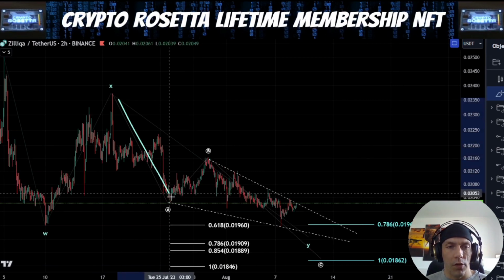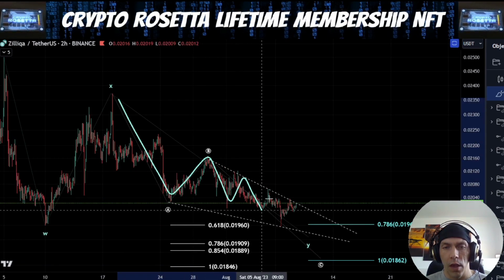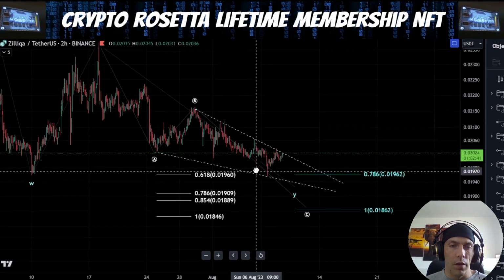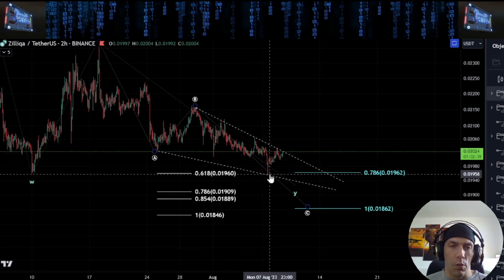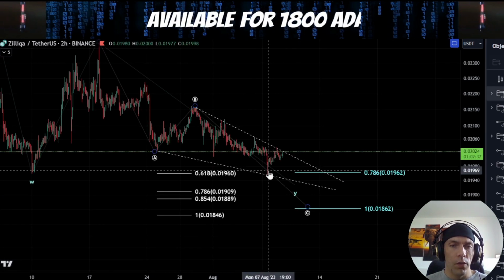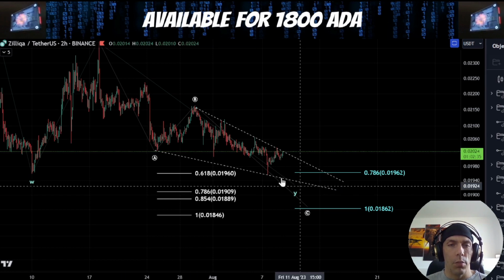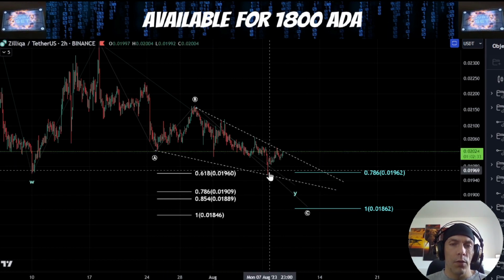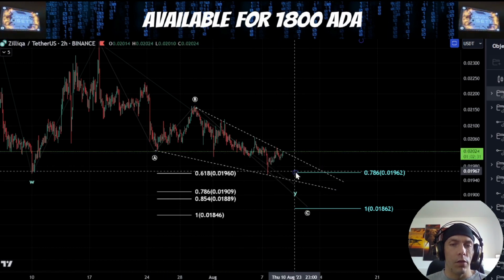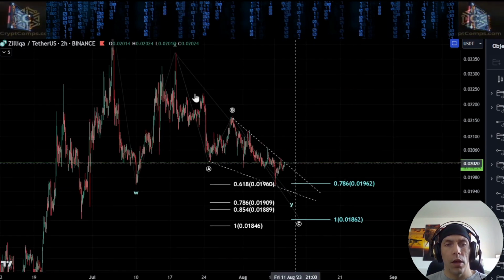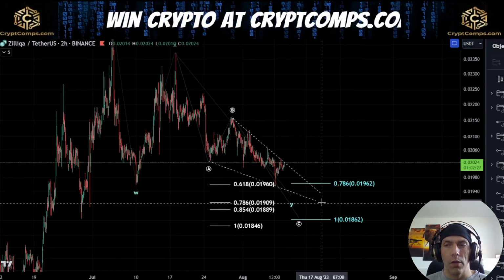looking at this as potentially A, B, and then looking at this area as a diagonal pattern, effectively we did hit this 0.618 as well. So this is technically enough to have a completed move here. We do not have enough confirmation yet that this is completed, so I'm just going to be looking out for more confirmation that this is completed.